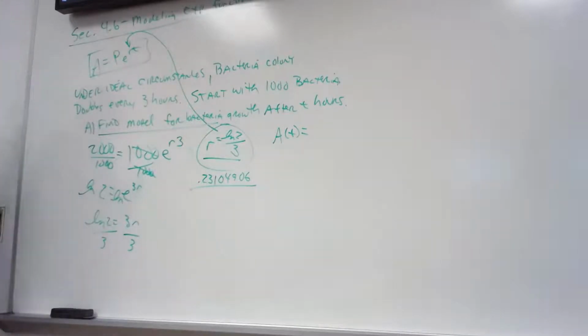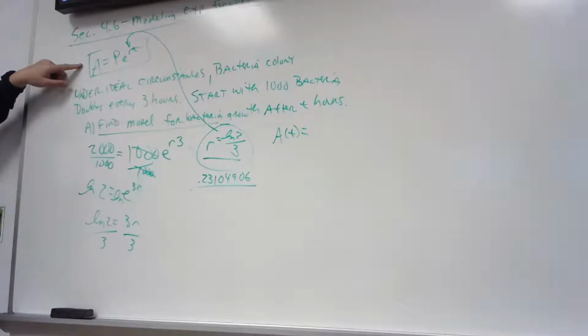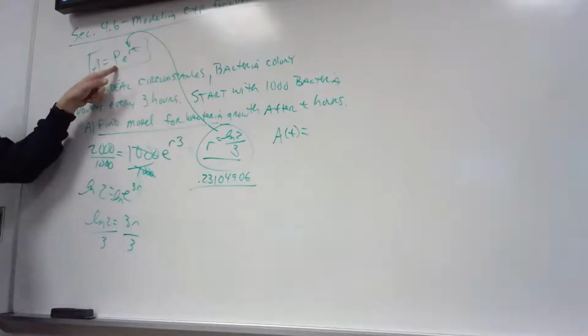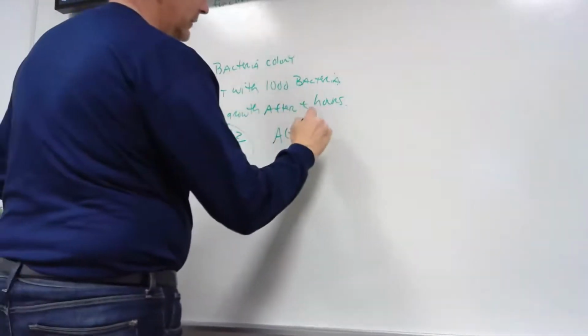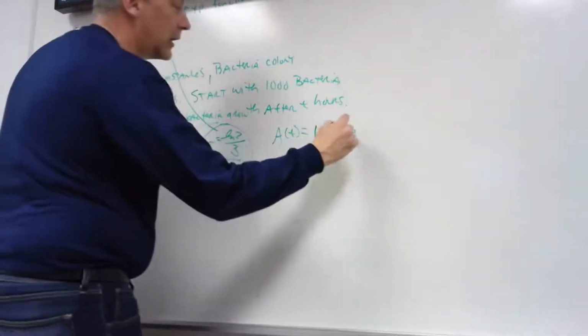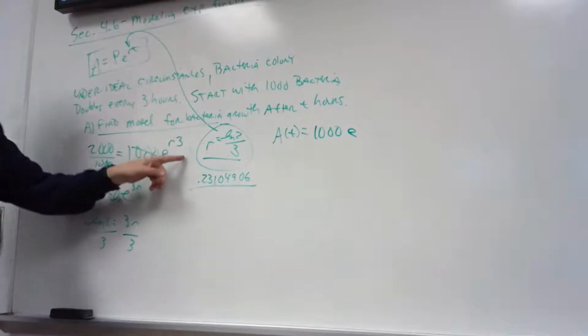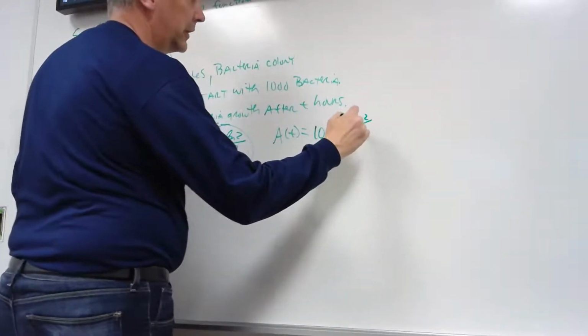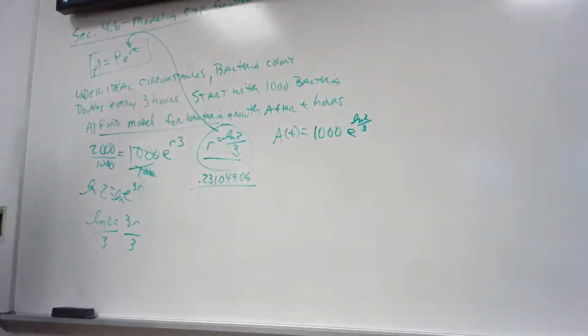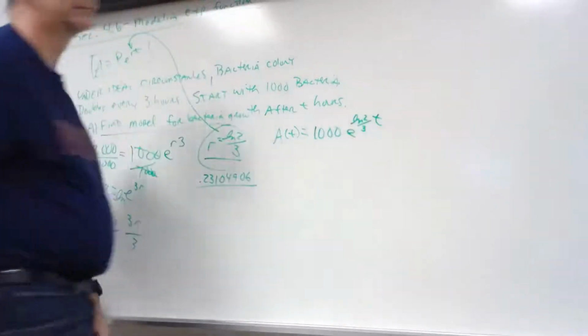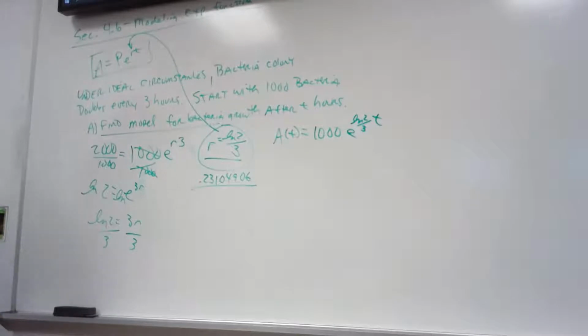Okay, so it says find a model for the bacteria. Well, do you got any good equations that will help us with that? Yeah, this would be a really good one. So A of T equals what? What's P? 1,000. Started with 1,000 bacteria. So principal e to the what? The r would be the ln of 2 over 3, or you could type that number in, times T. Okay? Does that make sense? There's your model.